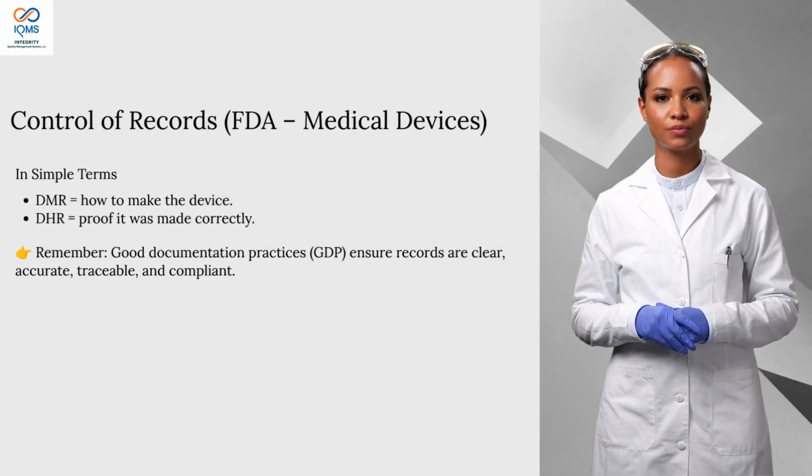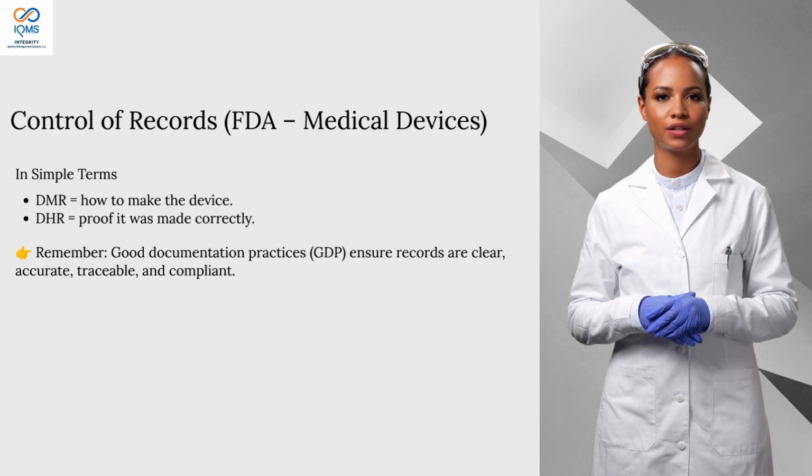In simple terms, DMR: how to make the device. DHR: proof it was made correctly. Remember, good documentation practices, GDP, ensure records are clear, accurate, traceable, and compliant.